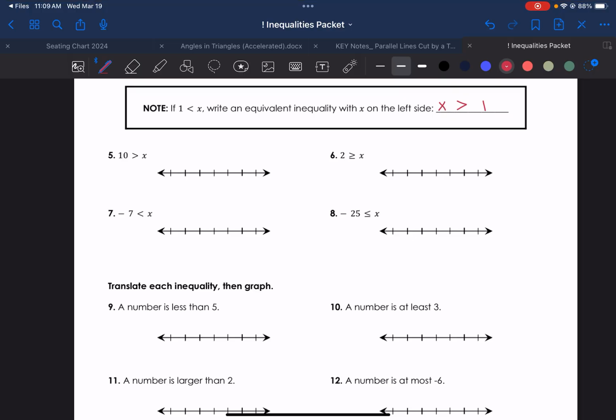So we're going to see that here now. See how it says the 10 is first? We're going to rewrite it. So it's x, and instead of 10 is greater than x, we're going to say x is less than 10. Same thing for number 7. x and negative 7 stay the same. We flip the sides and we flip the sign. Instead of negative 7 is less than x, we'll have x is greater than negative 7.